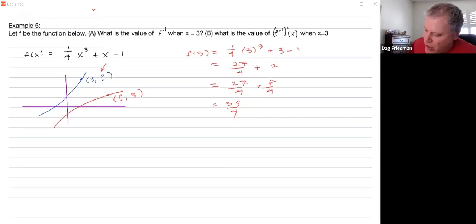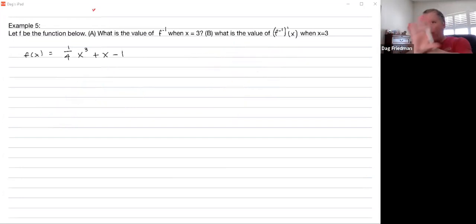I'm not answering the right question. Let's try it again. I didn't look at the question close enough. They're asking, and I missed it, I apologize, what is the inverse when x equals 3? Okay, that's a little bit different. So let's start again.